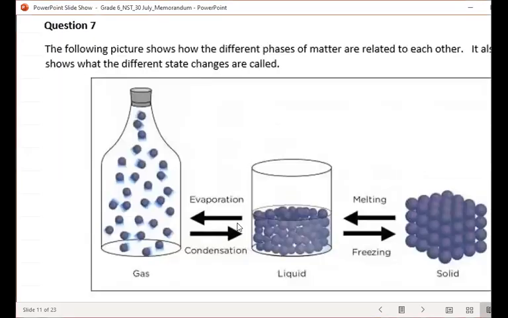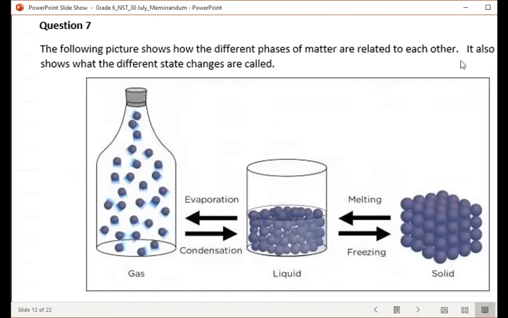That's good. Question 7. The following picture shows how the different phases of matter are related to each other. It also shows what the different state changes are called. In the first picture we have the gas, and then we have the liquid, and we also have the solid. We can see the arrangement of the particles, all right? And we are being told that when the liquid moves to the gas it is called evaporation. When the gas goes to the liquid, it's called condensation.